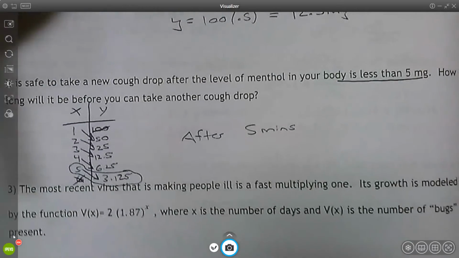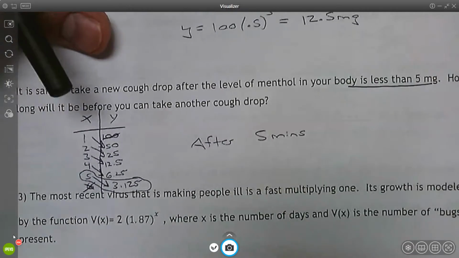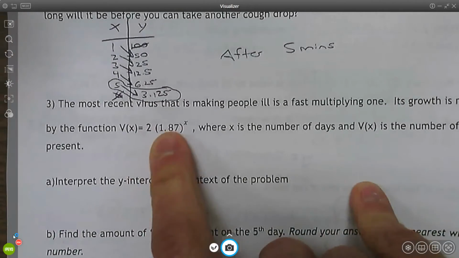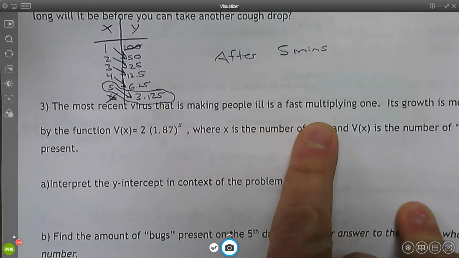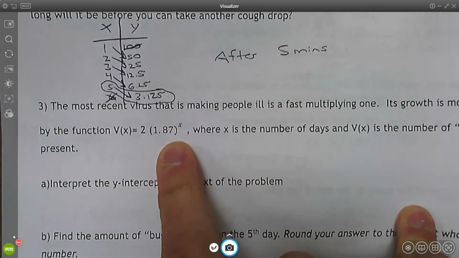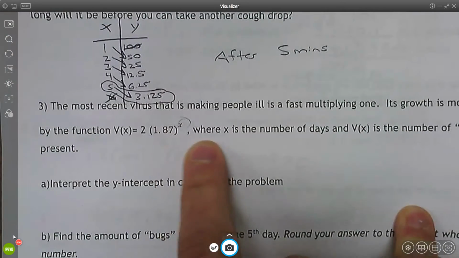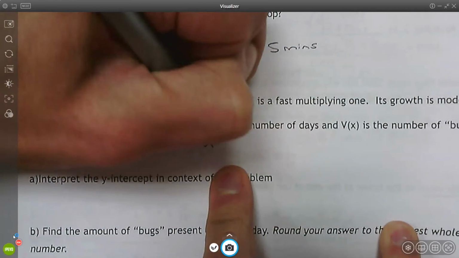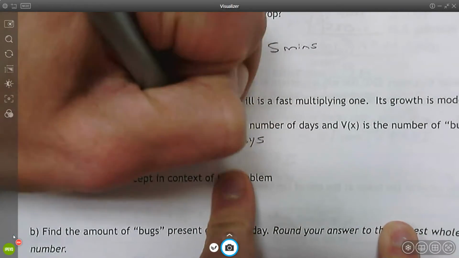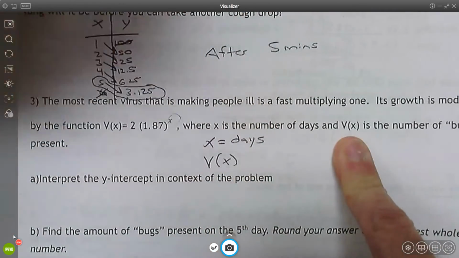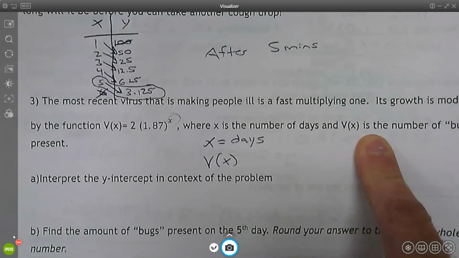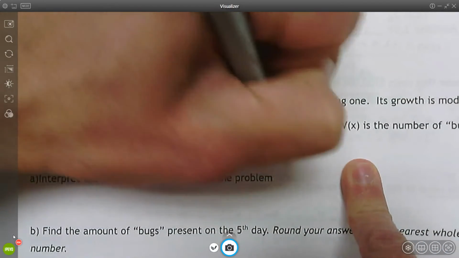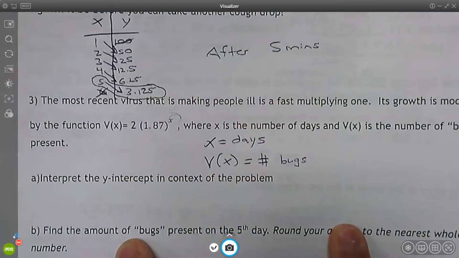All right. Question 3 gets into some interpretations here. The most recent virus that's making people ill is a fast multiplying one. Its growth is modeled by the function. This is exponential because X is in the exponent. X is the number of days. So X is days. And V of X, so I read this V of X, this does not mean multiplication, is the number of bugs.